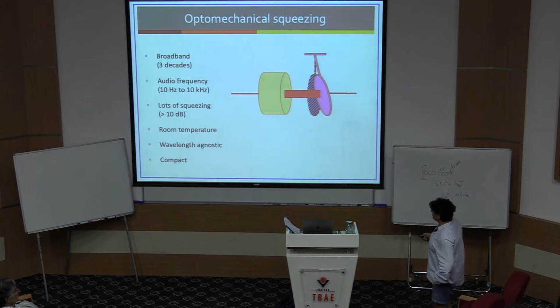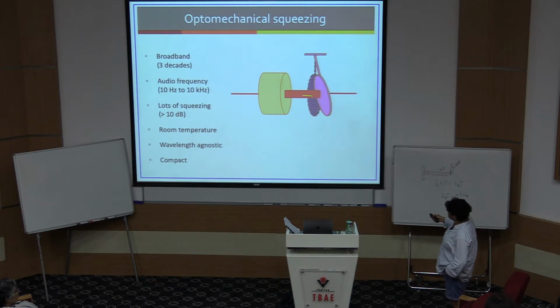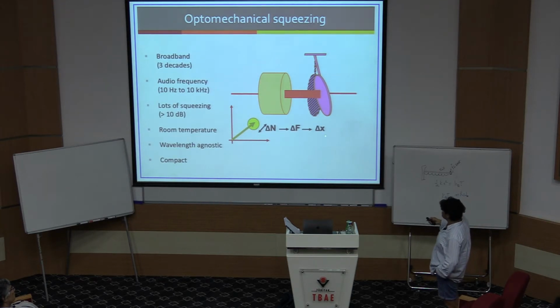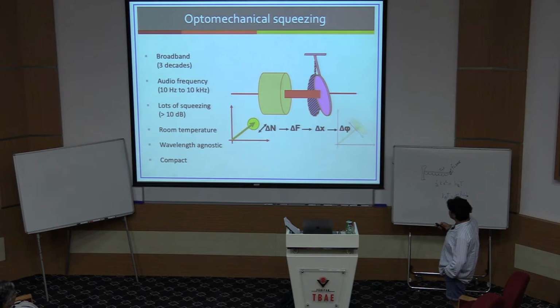So how does optomechanical squeezing work? You're used to this now. Here's a fixed mirror, and here's a movable mirror. Here's a Fabry-Perot cavity. You start off with just the ordinary coherent state, the laser state, with equal uncertainty in phase and amplitude. So the amplitude or photon number fluctuations create a force that's applied onto the movable mirror. The movable mirror moves because of the force. The radiation pressure causes it to move. That motion causes phase, and that causes a correlation between phase and amplitude. Right? This is a process I've walked you through before.